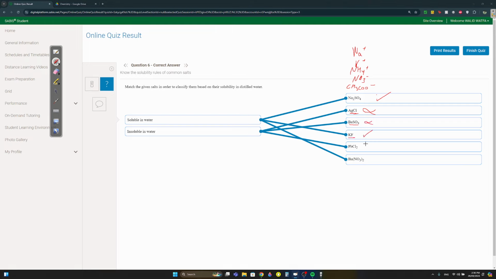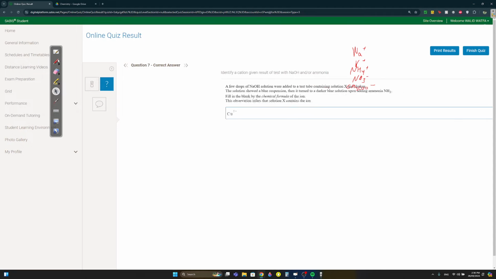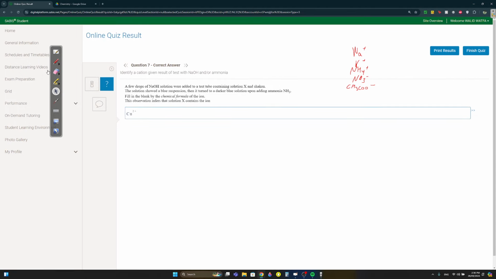KF, it has K, soluble. PbCl2. Again, Cl when it has Pb, insoluble. BaNO3. Anything that has NO3, we said it's soluble. I'm not gonna erase these because I think there's another question that's also matching. I'll keep this on the side.